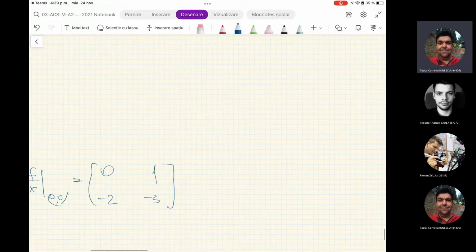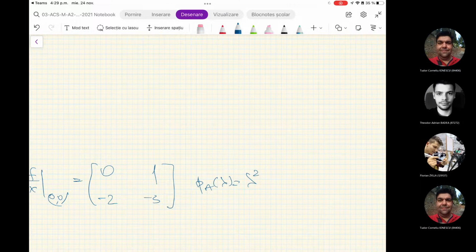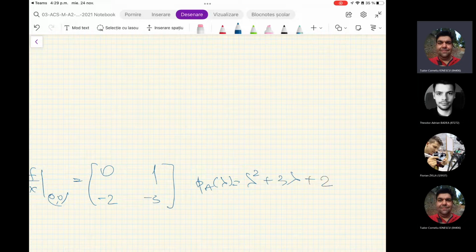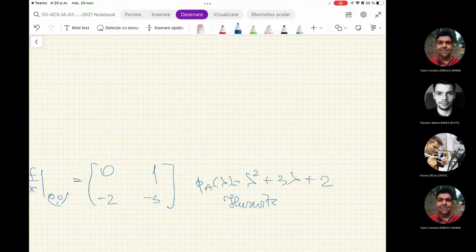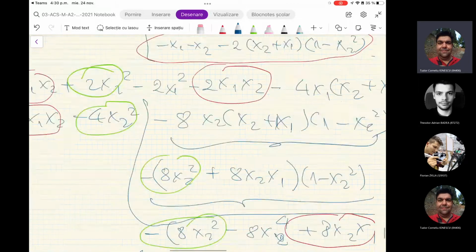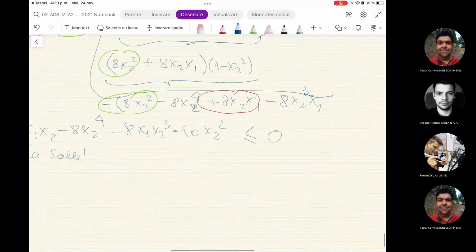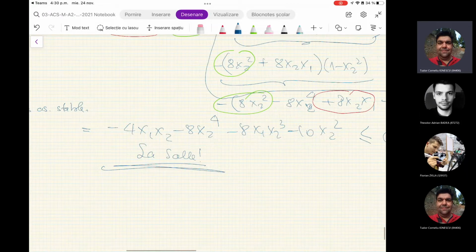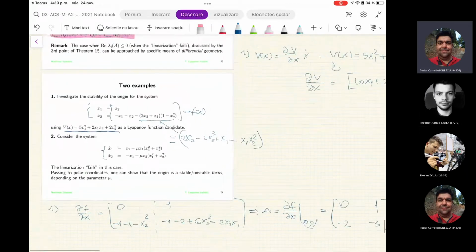And this is a companion matrix of the following characteristic polynomial: lambda squared plus 3 lambda plus 2. This is a Hurwitz polynomial. So indeed, this means that the origin is asymptotically stable. So here the first approximation works. So here you have to prove using LaSalle. Using LaSalle, you have to reach the same result using LaSalle's principle.